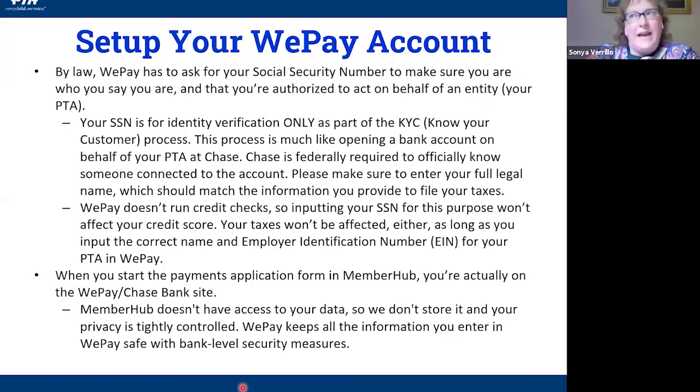So they match the last 4 digits of your Social Security number with your legal name that you put in, your first and last name, legal name, and they just use that for verification purposes. MemberHub doesn't keep that information. It's not used for any other purpose. It's like a one and done kind of thing. So you do need to make sure that you fill in that information, and it is required in order to set up a WePay account. And your WePay account would be set up typically by your treasurer or by your president, but it must be done by somebody that is a current signer on the bank account.